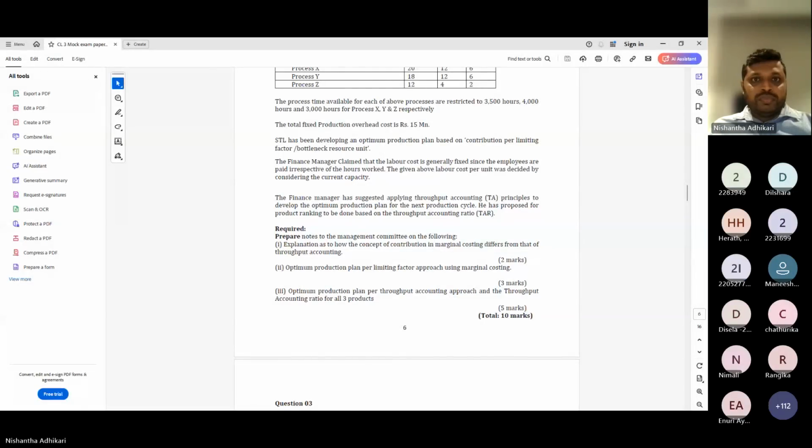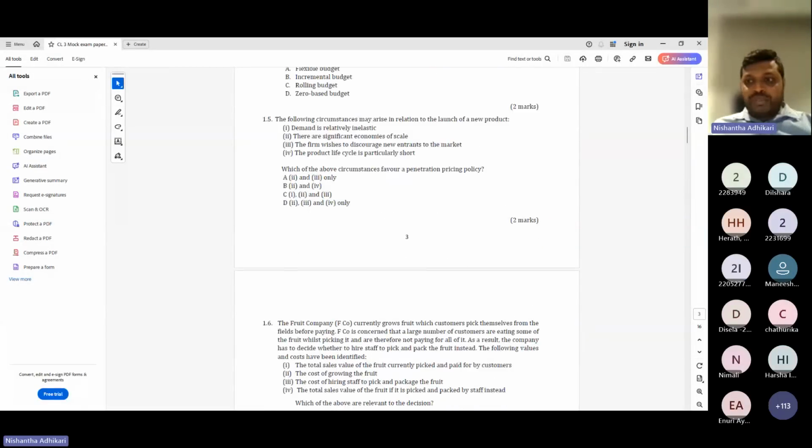Shall we first go through the paper? I think you already received the paper, but I will share the paper with you all. Right. Hope you can see the paper.